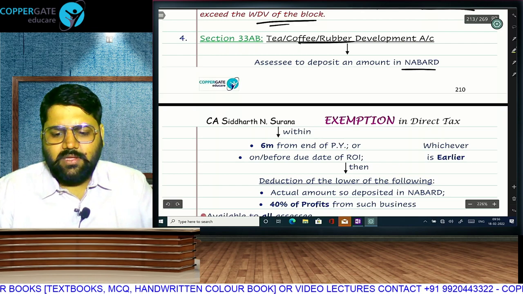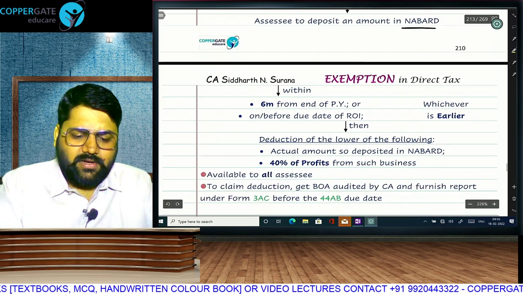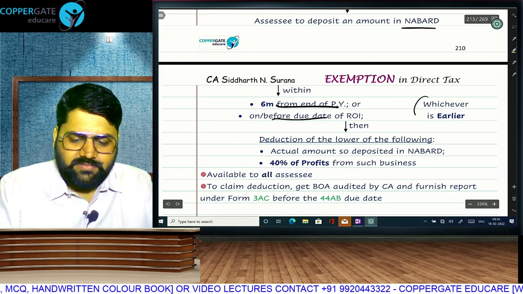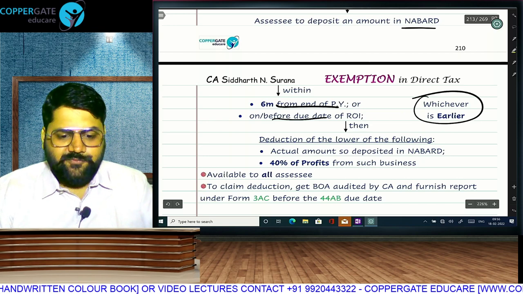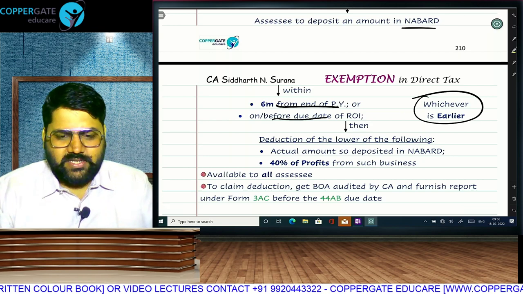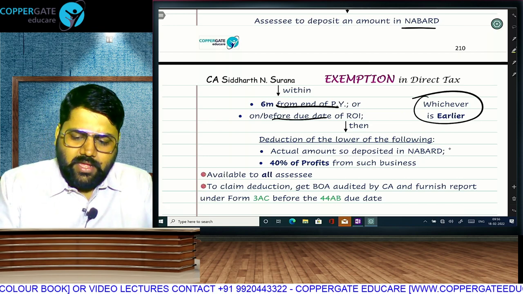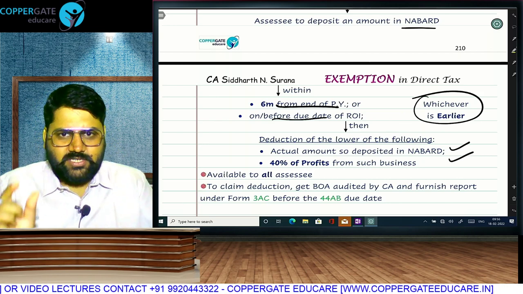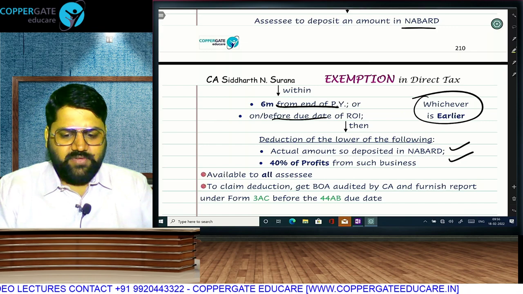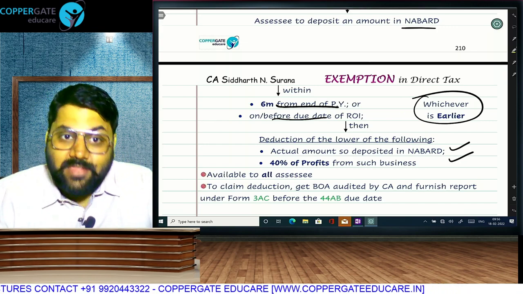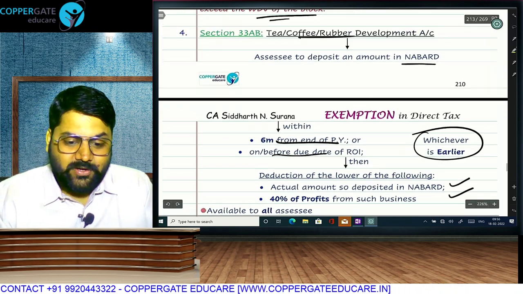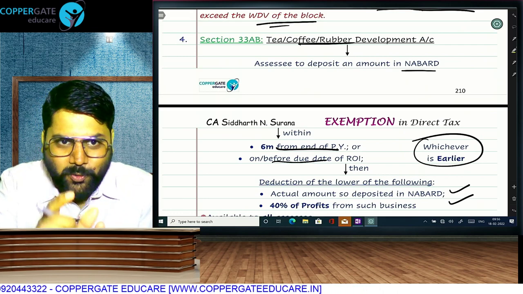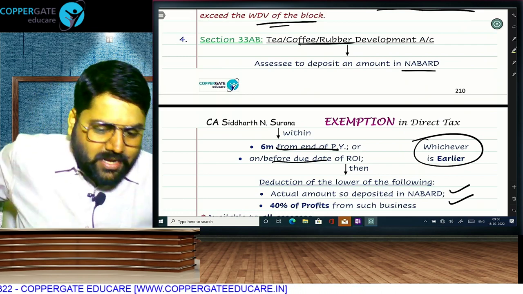So, for anybody in the tea, coffee and rubber business, you have to transfer an amount to a special account with the National Bank for Agriculture and Rural Development within 6 months from the end of the previous year or on or before the due date of return of income, whichever is earlier. If you do that transfer to that special account, then you will get a deduction: the actual amount transferred or 40% of profit from the business, whichever is lower. After taking that deduction, you will get the final income. And don't forget that in tea, coffee, rubber, after you get that final income, a portion of that final income is treated as agriculture income.